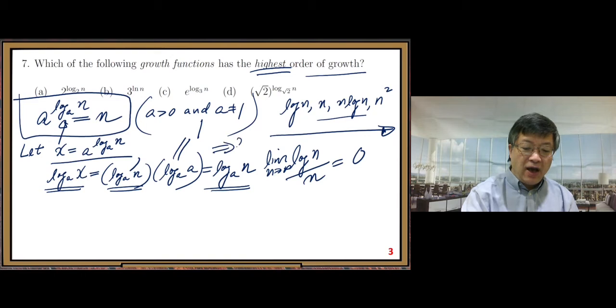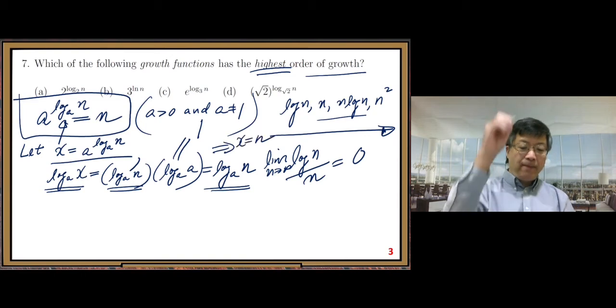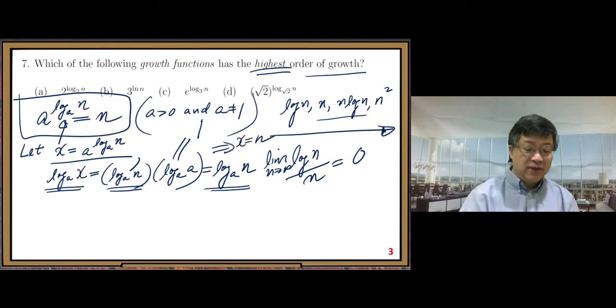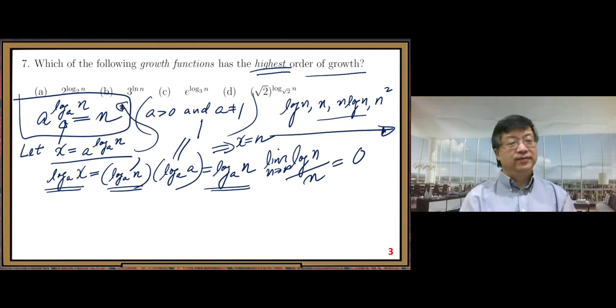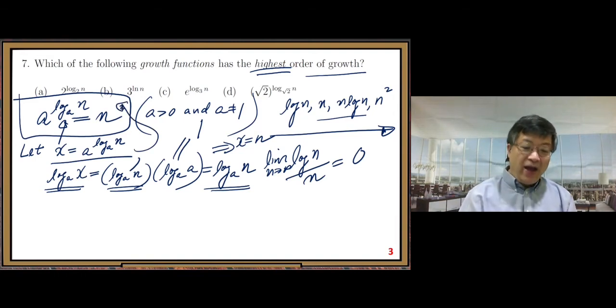That means x equals n, right? X equals n. So we have this formula. All right. Then, why is this formula useful? Here we need this formula to help us simplify the 4 given functions.